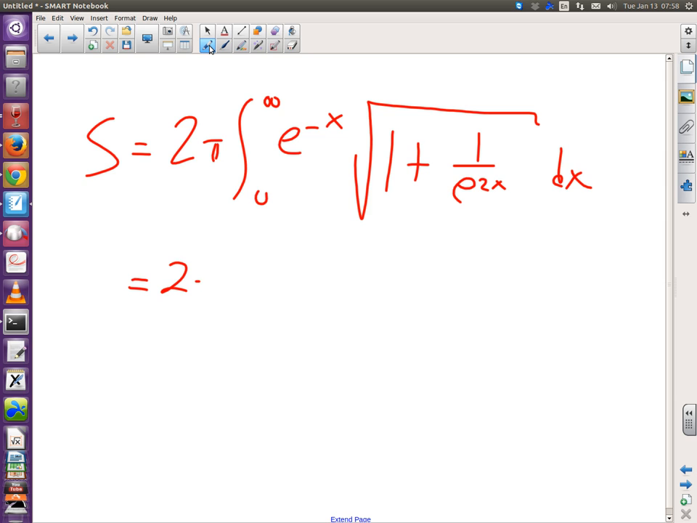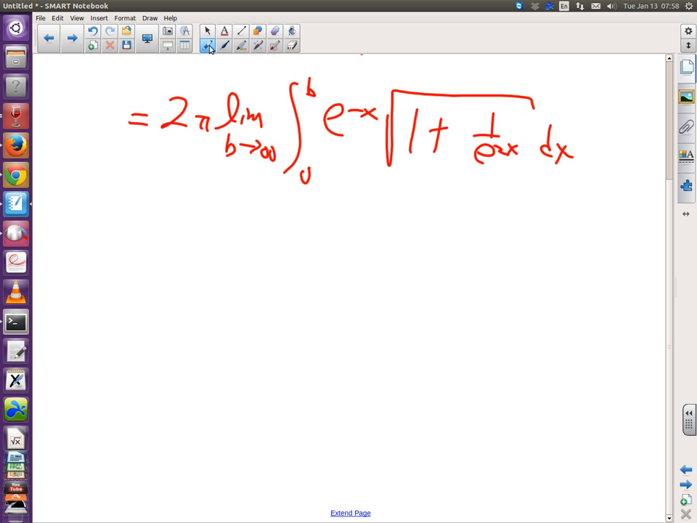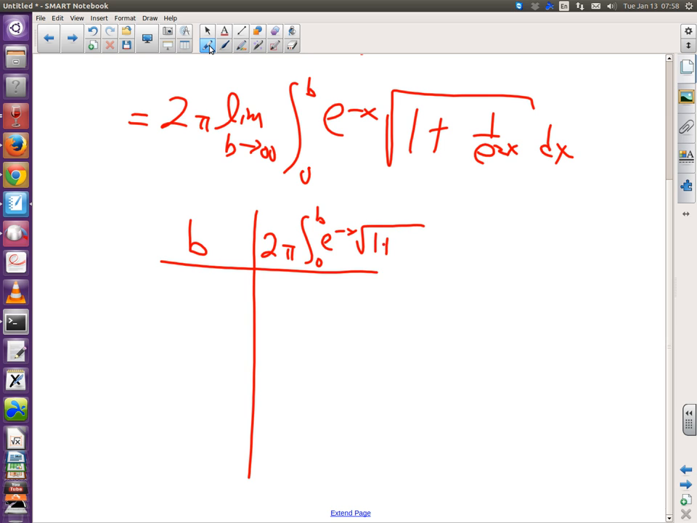I'm going to say 2 pi times the limit as b goes to infinity of the integral from 0 to b of e to the negative x radical 1 plus 1 over e to the 2x dx. So let's evaluate that numerically. Here's b. Let's do 2 pi times the integral from 0 to b of all of this stuff, and let's say we do it from 1, from 10, from 100, whatever, and see if this converges.